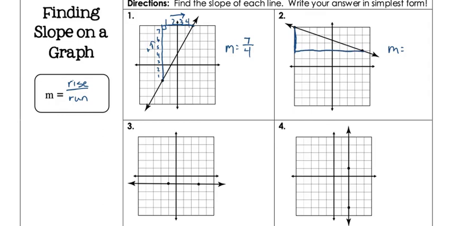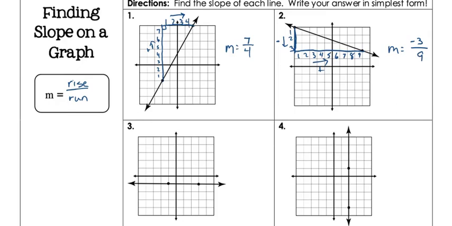Now, on the rise, to move from left to right, I actually am falling down. So that's 1, 2, 3 spaces. And as I'm going in a negative direction, that's a negative 3. So negative 3. Then I need to run. Now, I'm running forward, so that's a positive. So I'm running forward 1, 2, 3, 4, 5, 6, 7, 8, 9 spaces. So negative 3 over 9.